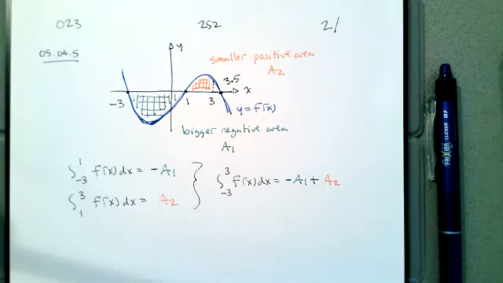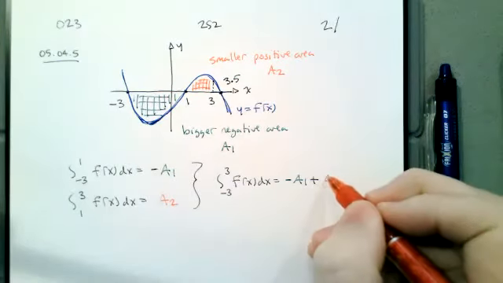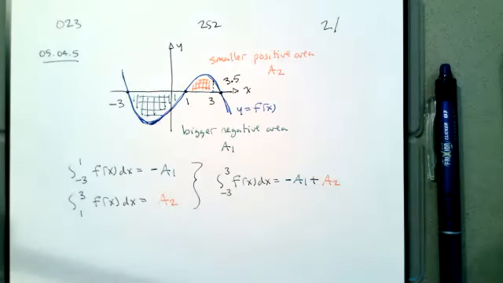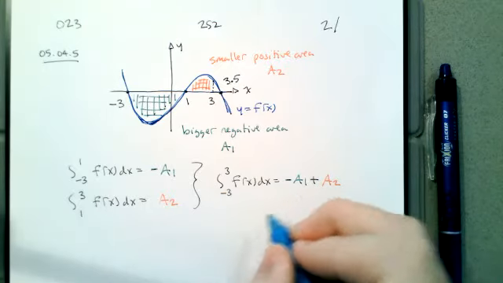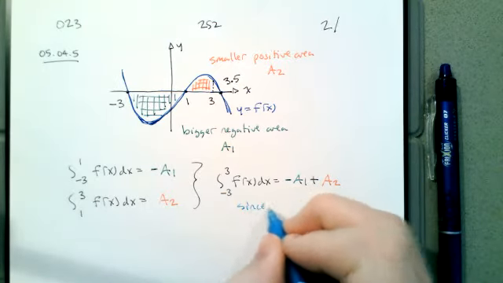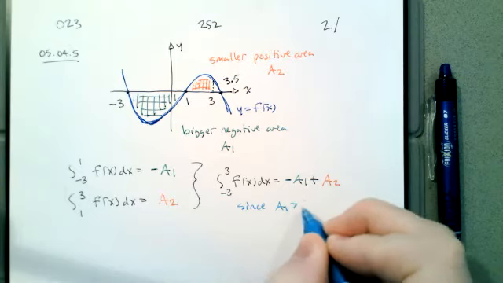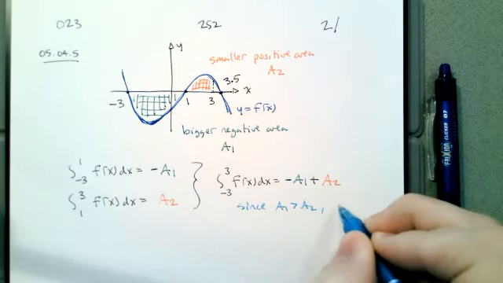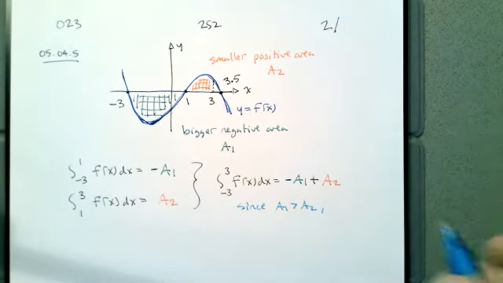We'll also observe that since it looks like A1 is a bigger area than A2, that means that the antiderivative decreased more than it increased. So we expect this to be negative. So we would also observe that since A1 is bigger than A2, this definite integral will be negative.